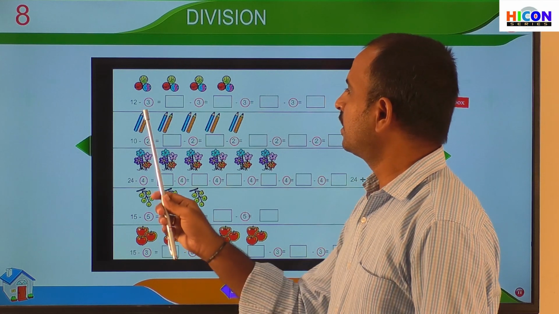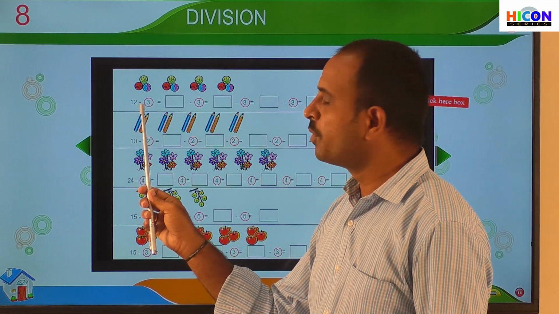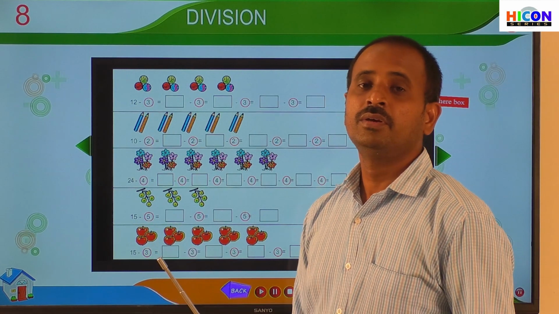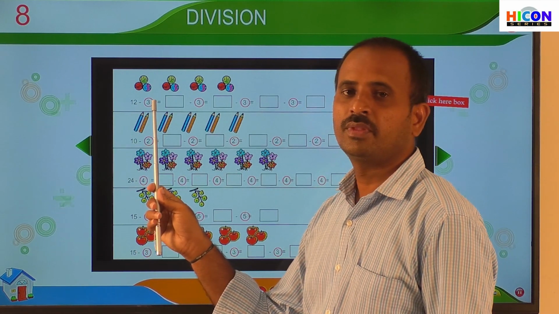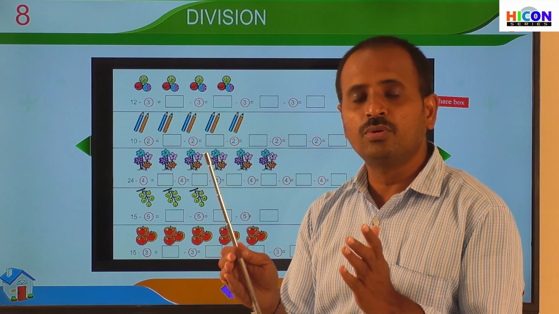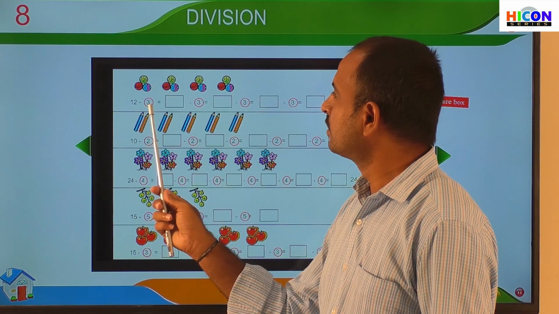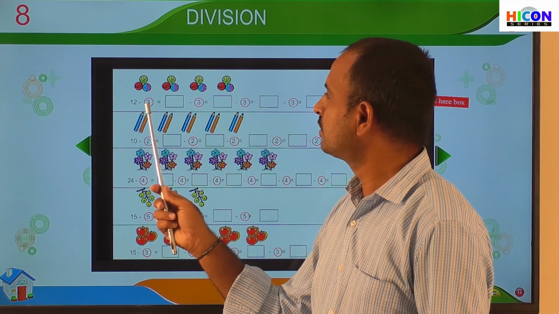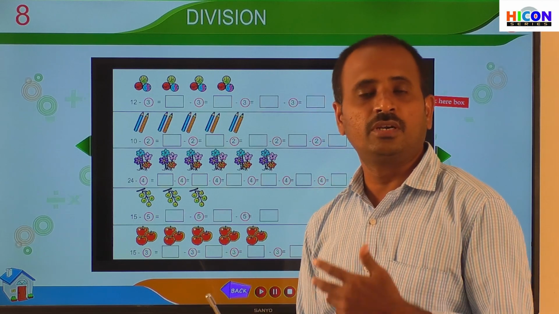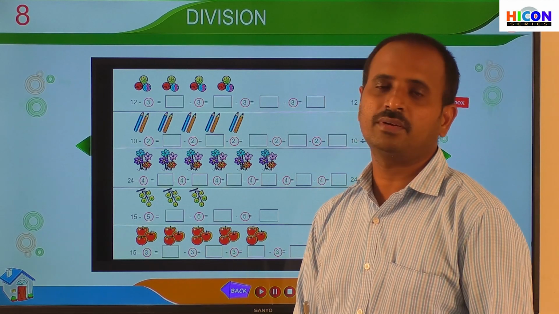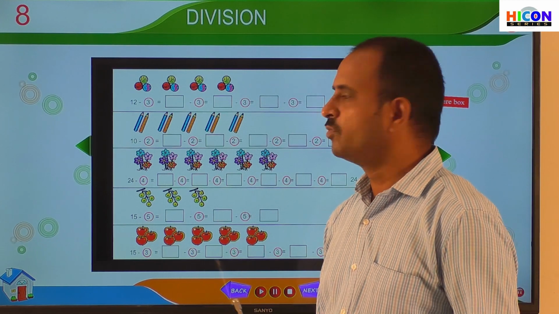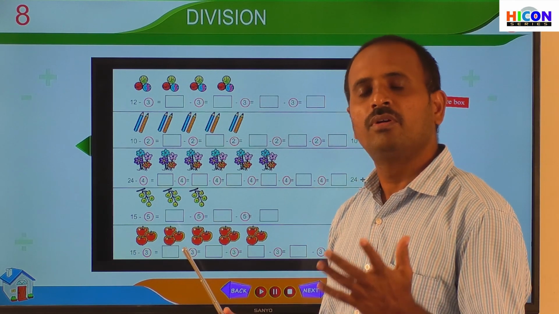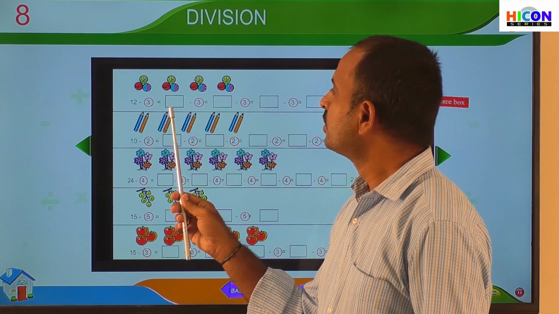So children, look at the first row. Here there are 12 balls, and we subtract the number 3. So subtract 3 from 12. 12 minus 3 is equal to how much? Children, you have already learned subtraction in the chapter. How do we subtract here? Open 12 fingers and close 3 fingers. How many fingers do you have? We have 9 fingers. So the answer is 9. Write 9 here.